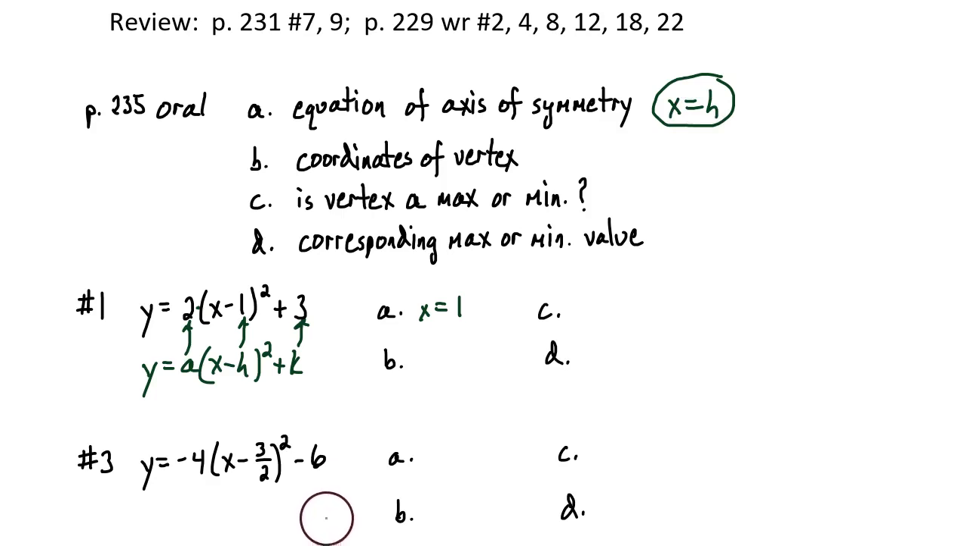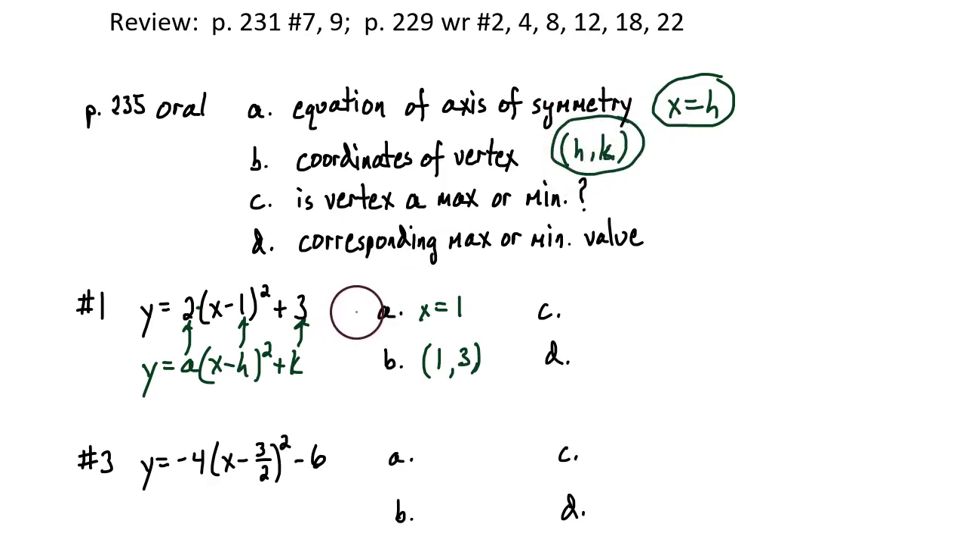Now let's get the coordinates of the vertex. The vertex is an ordered pair. It's a point that's on the parabola, right in the center of the parabola. The vertex is on the axis of symmetry, so its x value is 1, and then the y value for our vertex is 3. Now, where did the 1 and the 3 come from? The 1 is the value of h, and the 3 is the value of k. So finding the coordinates of the vertex is a matter of knowing h and k.